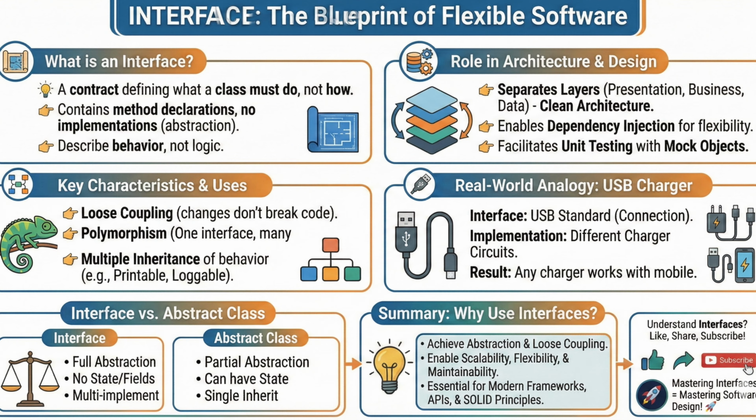Clean architecture follows one simple rule. High-level modules should not depend on low-level modules. Both should depend on abstractions. Interfaces provide these abstractions. Because of this, interfaces are placed at the center of the system design.